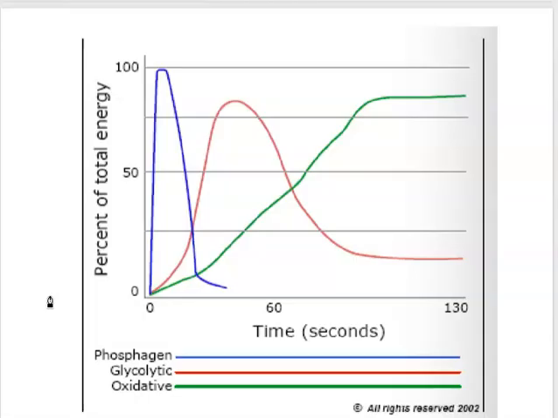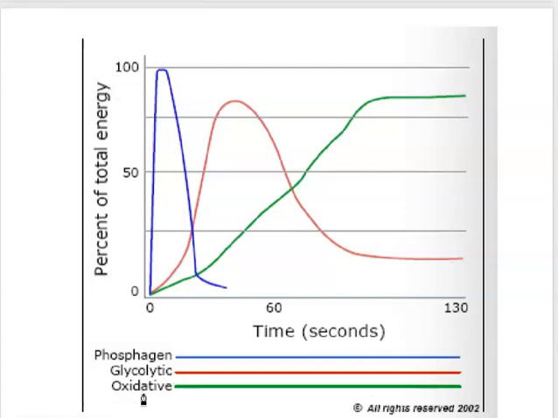This graph here is comparing the 3 different systems. So this blue line here is the phosphagen system, and in the graph we're looking at, the y-axis has percent of total energy, and the x-axis is looking at time in seconds. So right away when you're trying to run, the phosphagen system is the only system working, but it very quickly tapers off. The red line here is showing the glycolysis system. So it's starting to ramp up and then it reaches its peak somewhere around a minute and then it slowly fades.